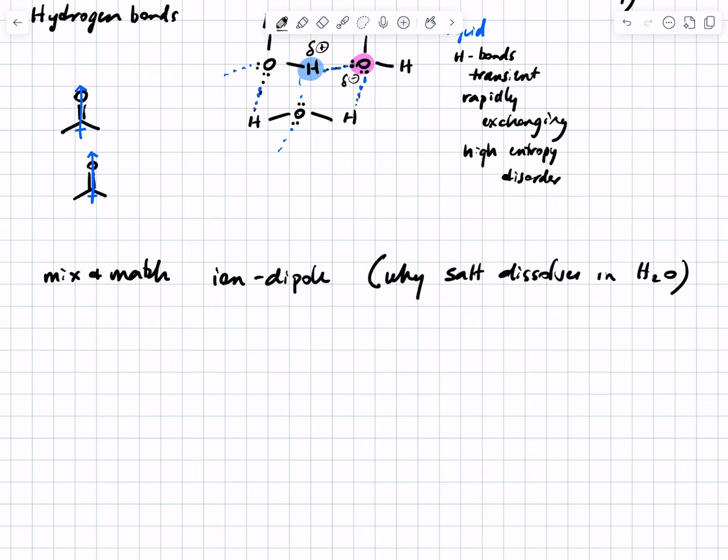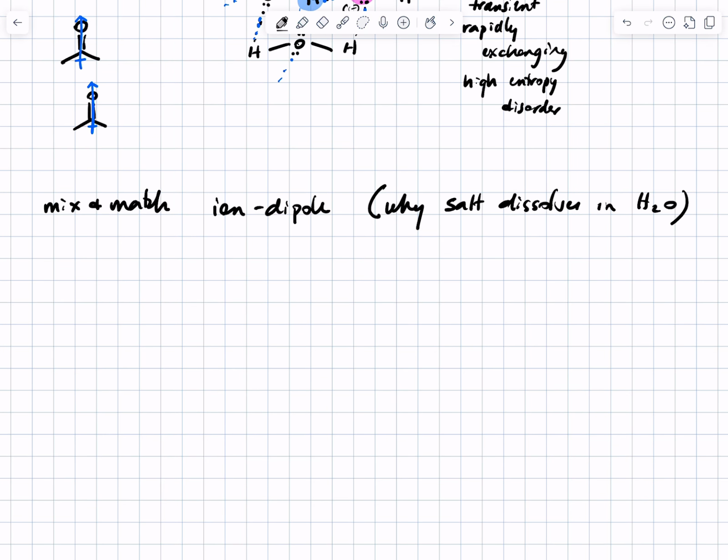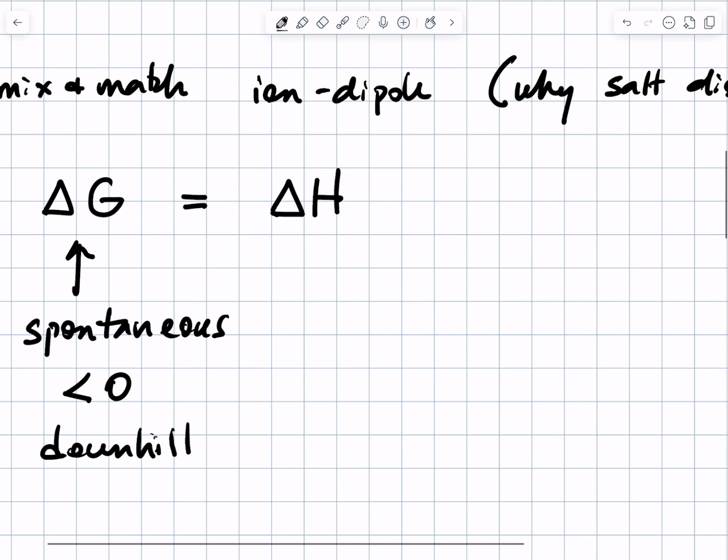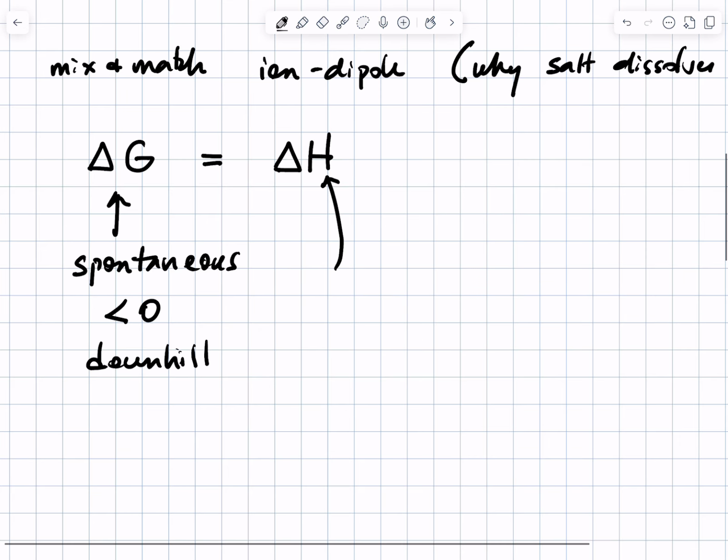And this may be a good time to just pause and reflect on what I told you last time, which is that things that are spontaneous, things that happen, things that are downhill in energy, have free energy changes that are less than zero. That means downhill. And there are two complementary ways for a process to be downhill in energy. One is for the interactions that you form to be stronger than the interactions that you broke.